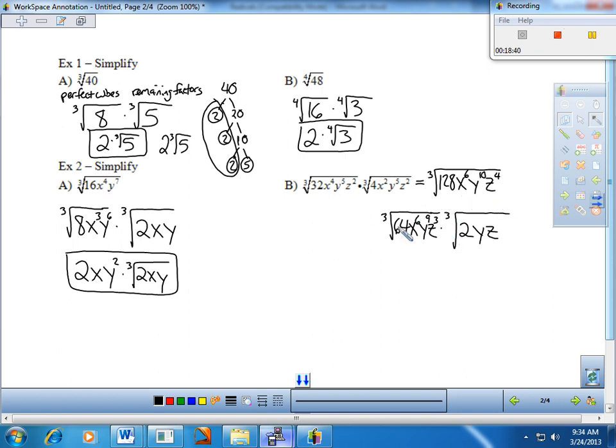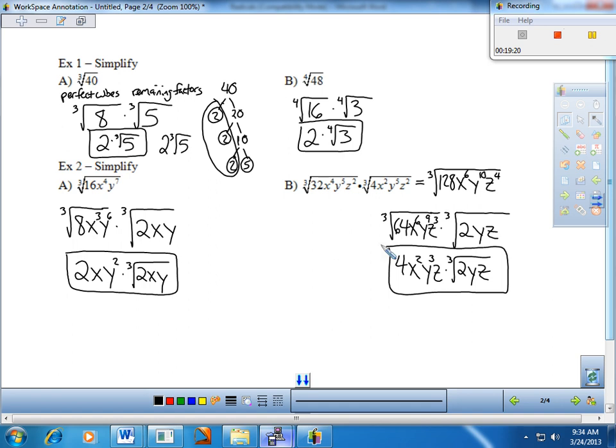Let's go get them. What cubed gives me 64? 4. What cubed would give me x to the sixth? X squared. What cubed would give me y to the 9th? Y to the third. And what cubed would give me z cubed? Well, of course, z. There you go. And times this piece right here. And there you have it.